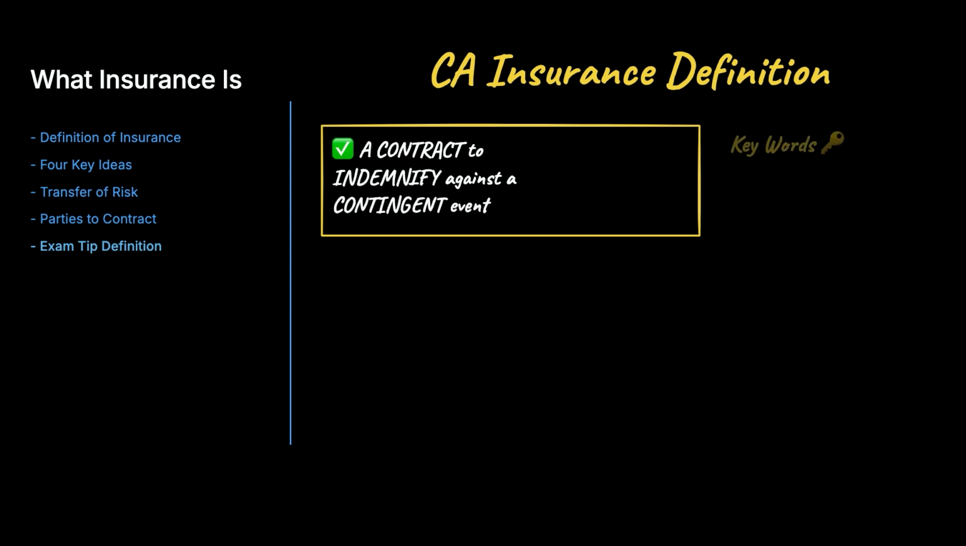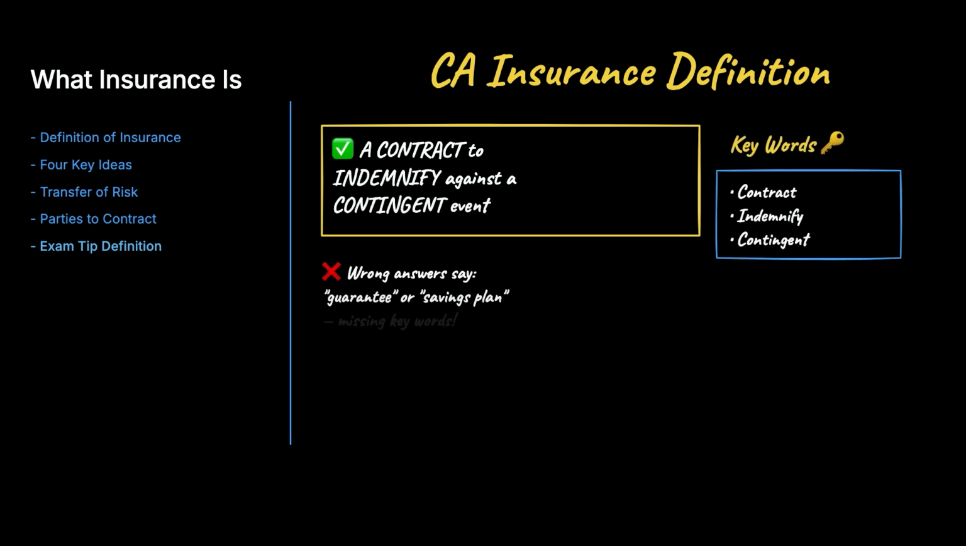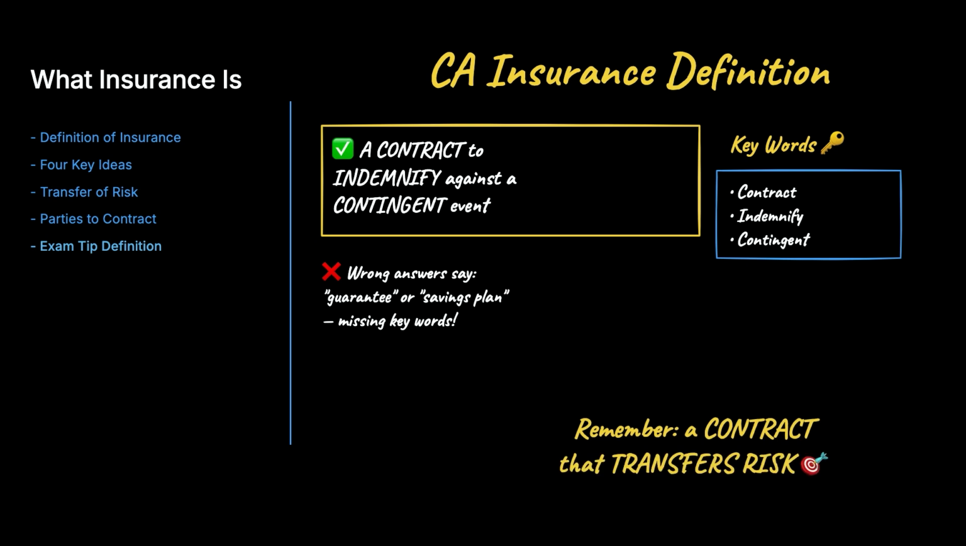So how does this appear on your exam? You'll often see 4 sentences and a question asking which one is the California definition of insurance. Look for the words contract, indemnify, and contingent or unknown event. The wrong answers usually drop one of those, calling insurance a guarantee or a savings plan. Just remember, a contract that transfers risk.